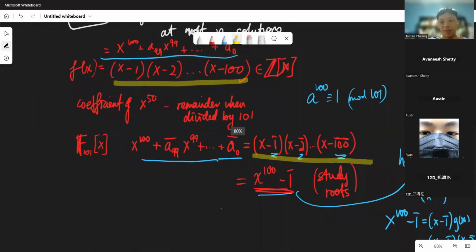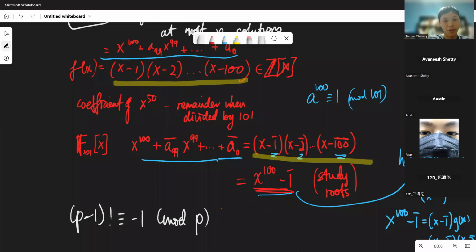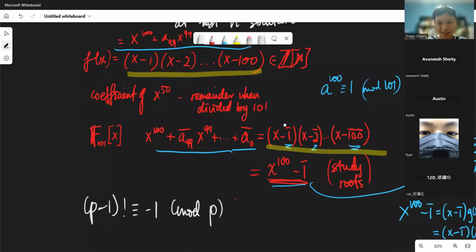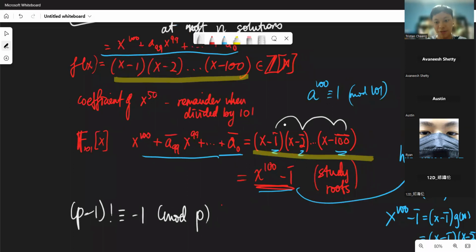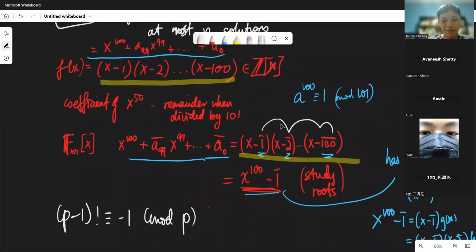So this also obviously gives us another proof for Wilson's theorem. If you remember what that is, Wilson's theorem says p minus 1 factorial is minus 1 mod p. How does it follow from the proof above? We just look at the constant term, right? The constant term is 100 factorial, well, times some power of minus 1. But then you can sort that out. Then that thing is equal to minus 1. Yeah.